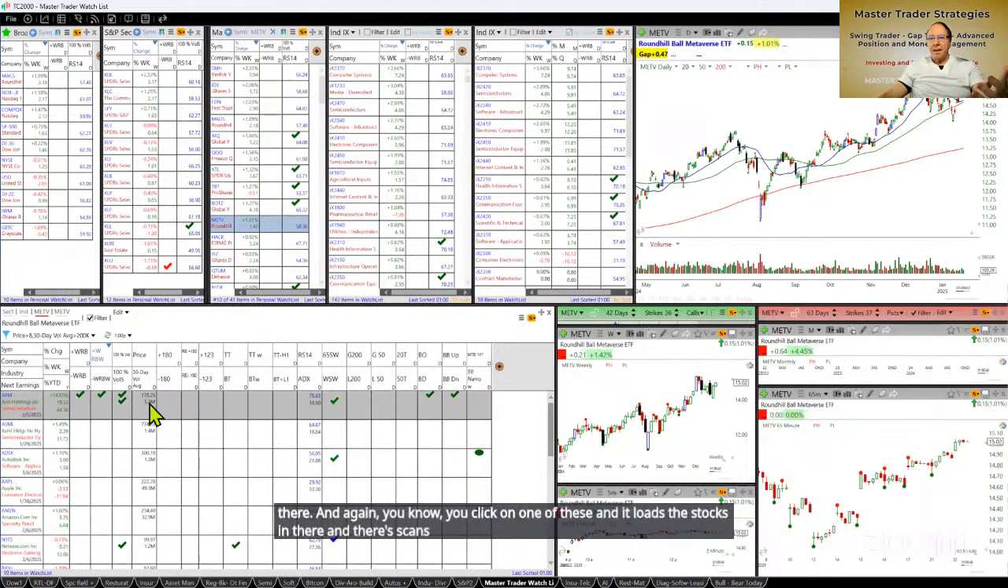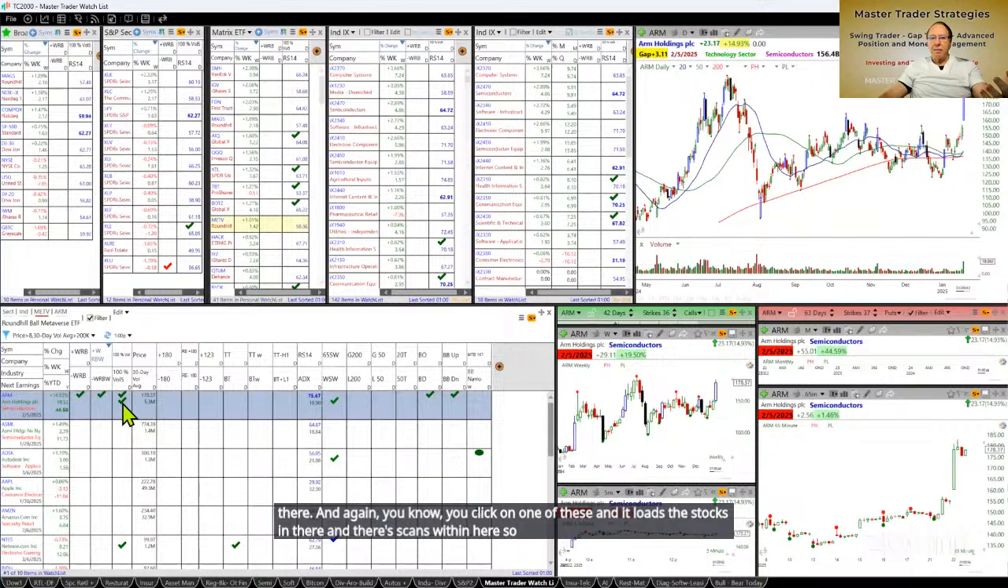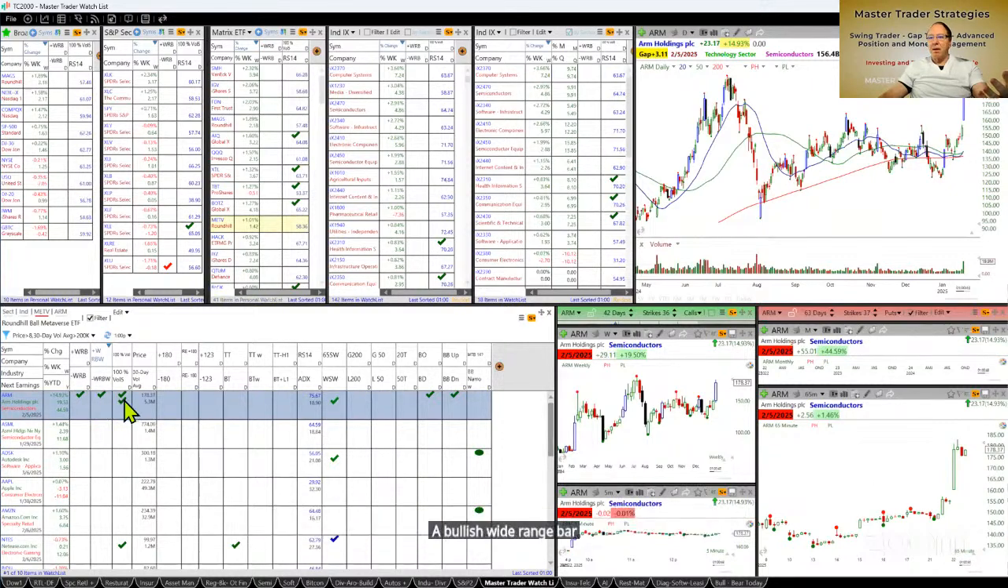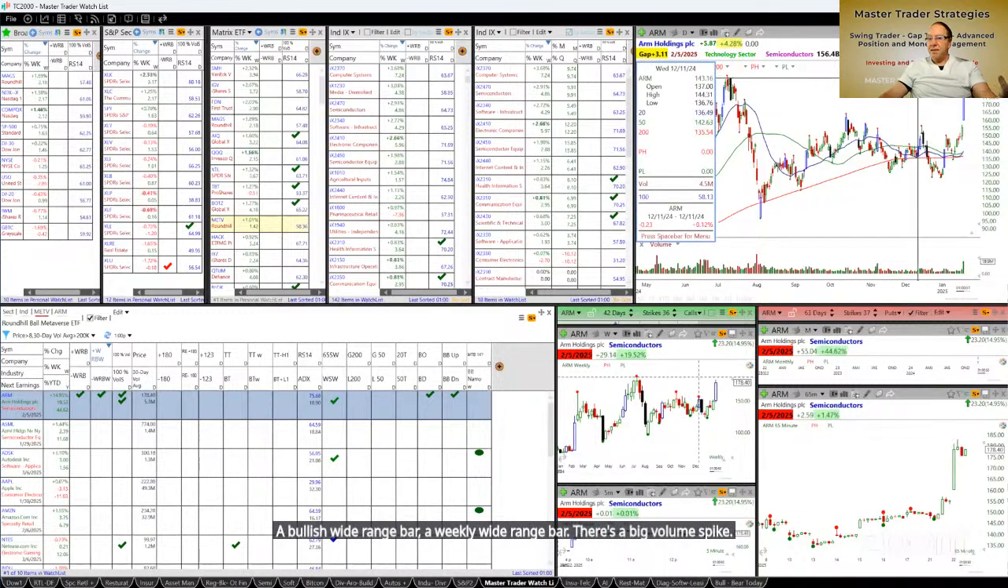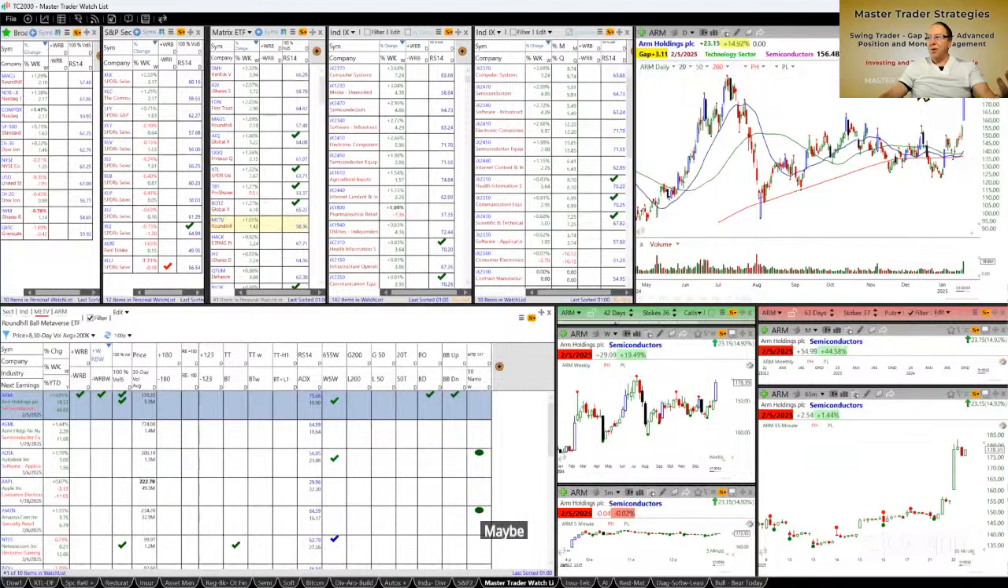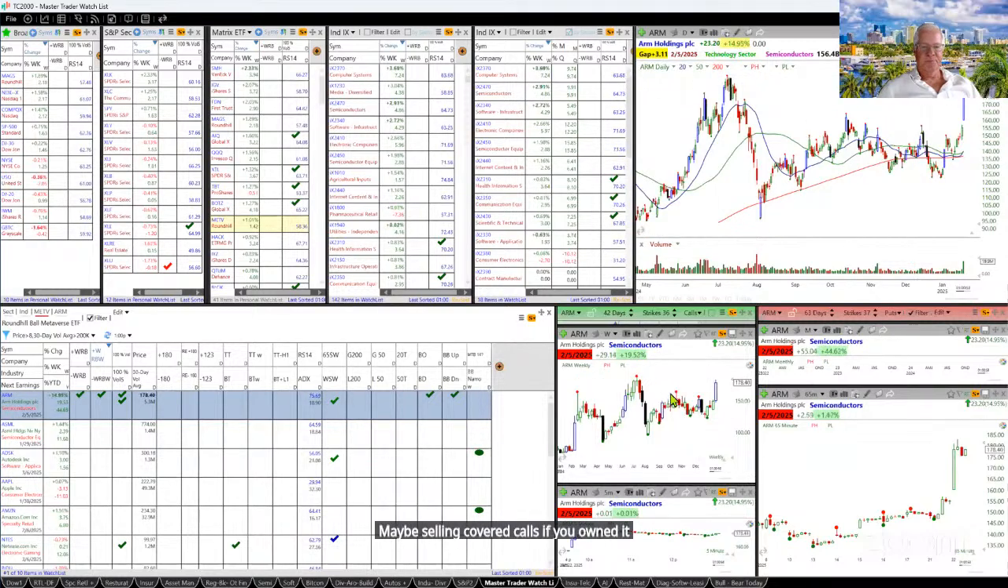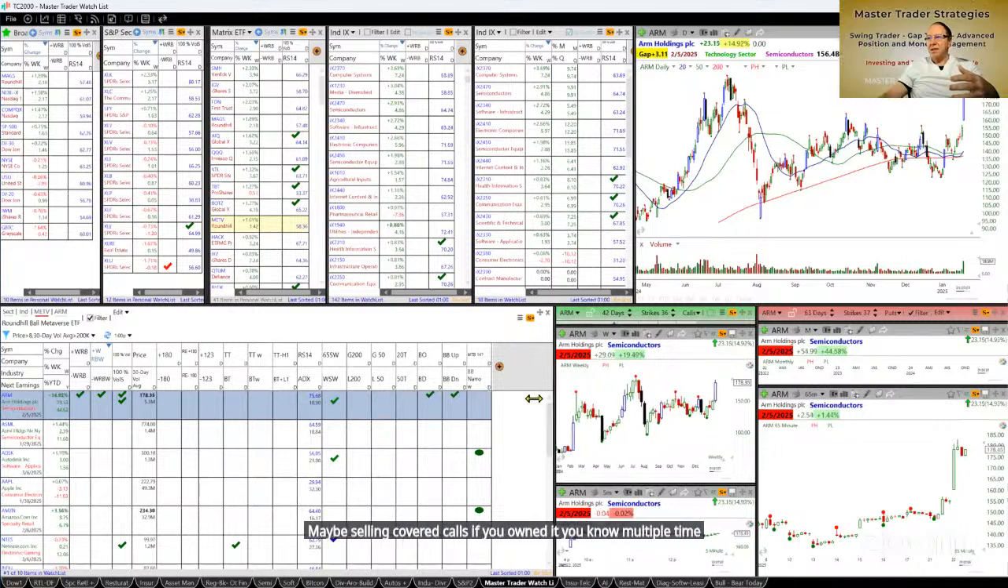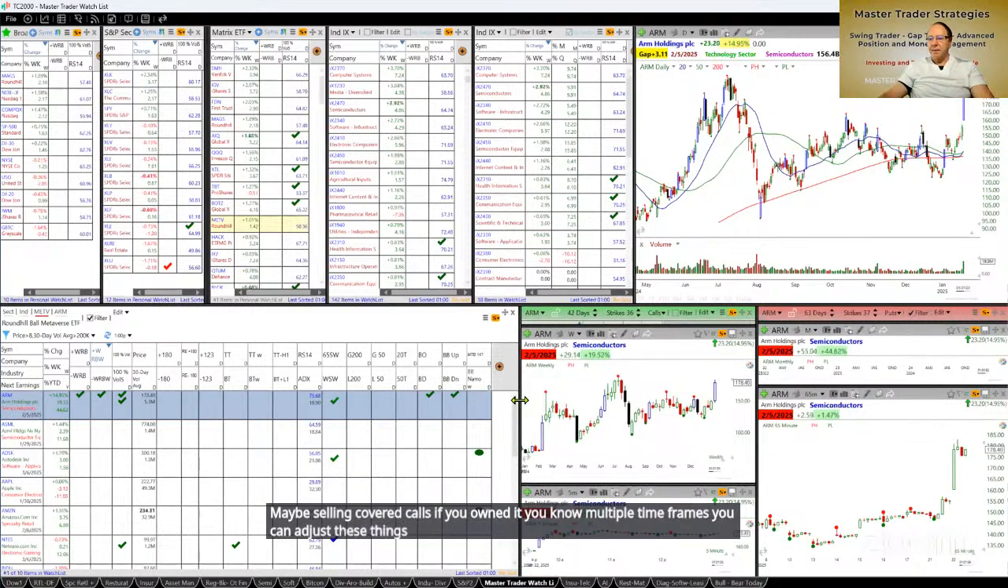So high volume strike on arms had a bullish wide range bar, a weekly wide range bar. There's a big volume spike. Maybe selling covered calls if you owned it. So multiple time frames. You can adjust these things how you like, but yeah, I hope you enjoyed this.